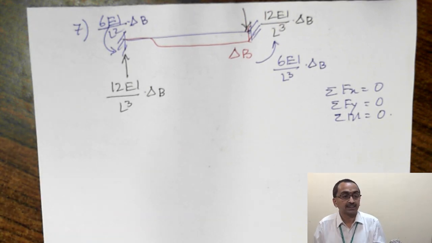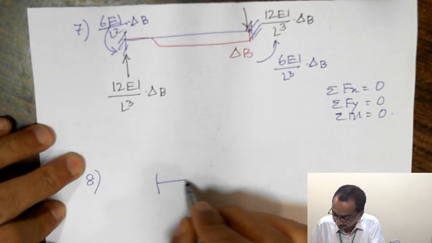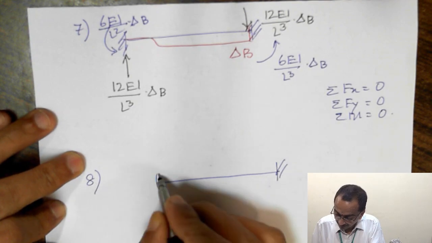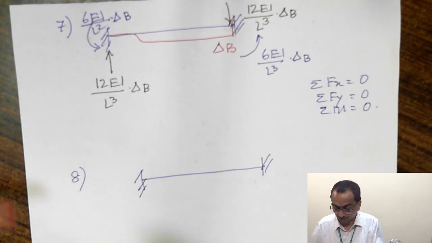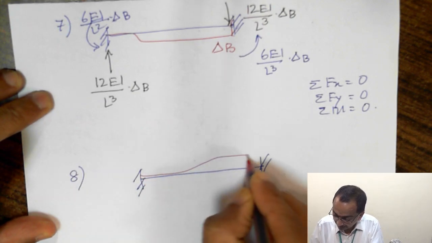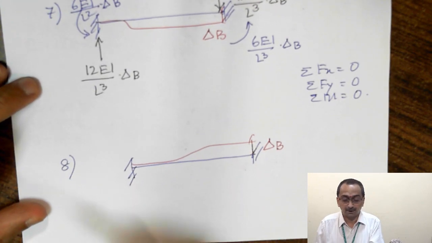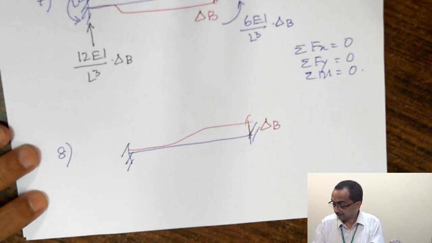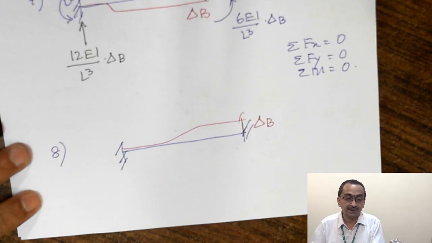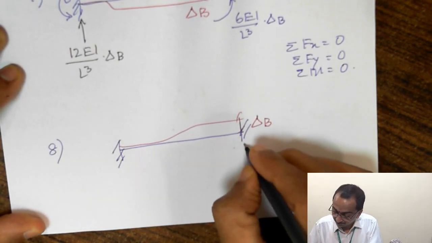Let us consider the last case, that is case number 8, when we are providing upward deflection to joint B. Let us say we are providing the upward deflection to joint B, delta B upwards. So what are the various forces that will be required to cause this upward deflection at joint B?